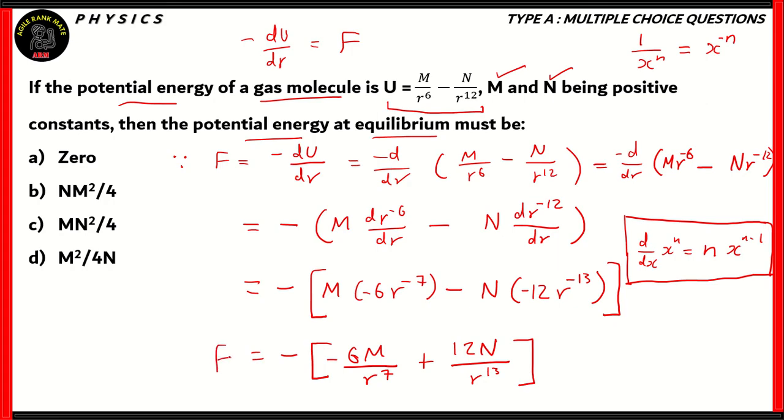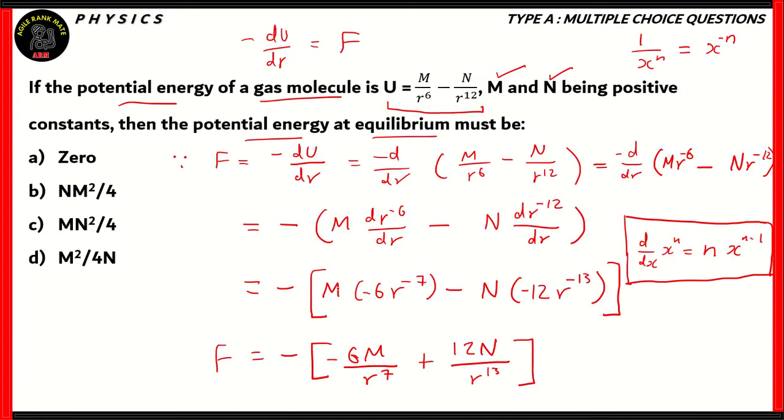So, by the way, we're still finding the force. So we move on to the next page. What we're going to do is again work with the minus. Since we have a minus outside, we're going to multiply that to both terms. So right now, force would be equal to 6m divided by r raised to 7 minus 12n divided by r raised to 13.